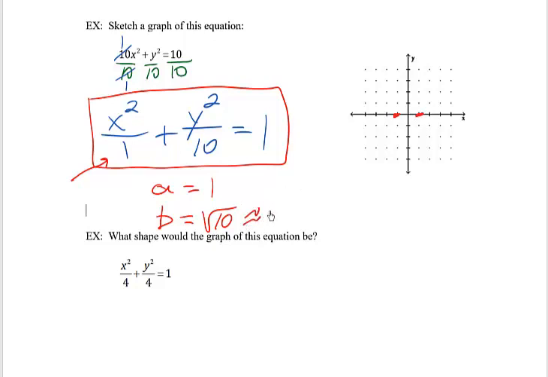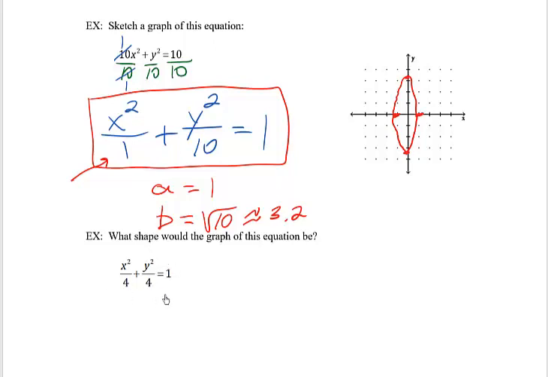That would be helpful here to go to the calculator. If you do, you will find that the square root of 10 is around 3.2. So I can't be perfect. I'll just roughly put my dots at plus or minus 3.2 and then connect the dots, and I've got my ellipse. This is also a vertical ellipse. Again, I could see that coming because the number below the y squared is bigger than the number below the x squared.